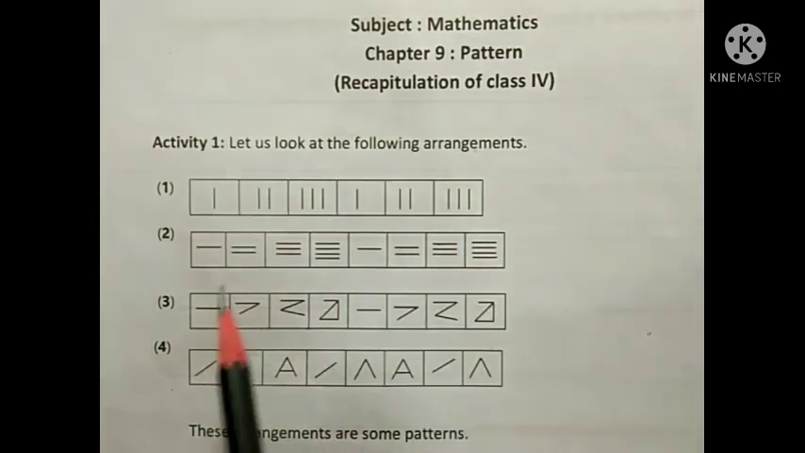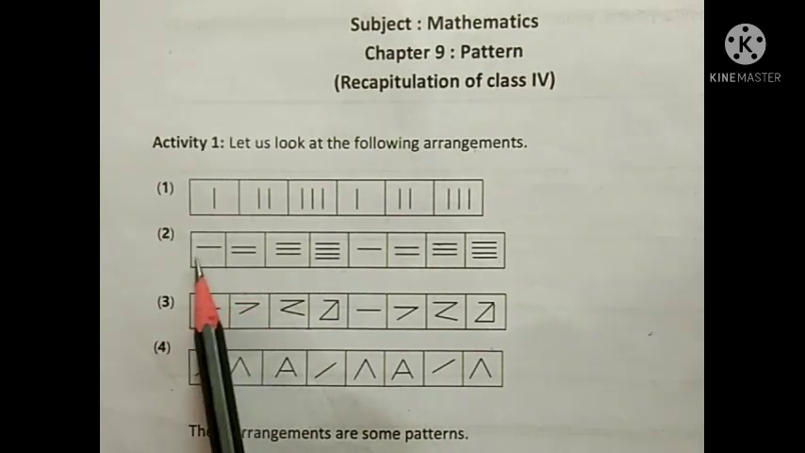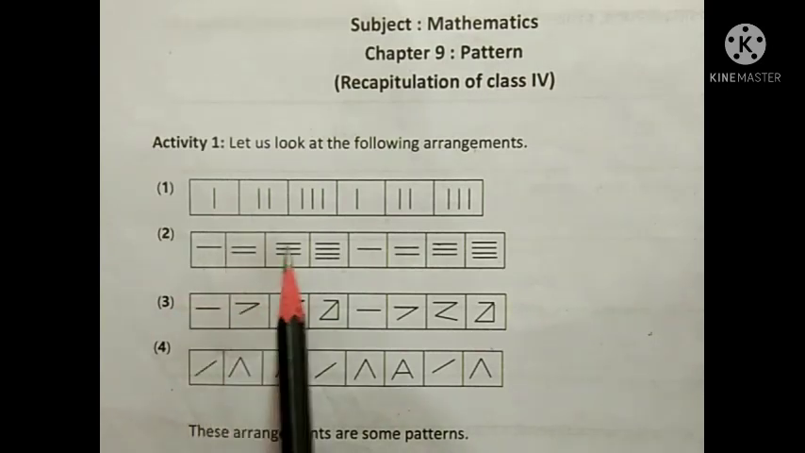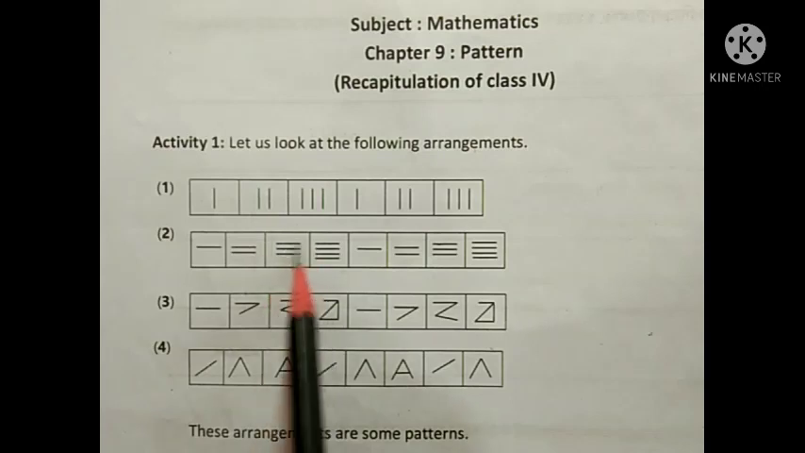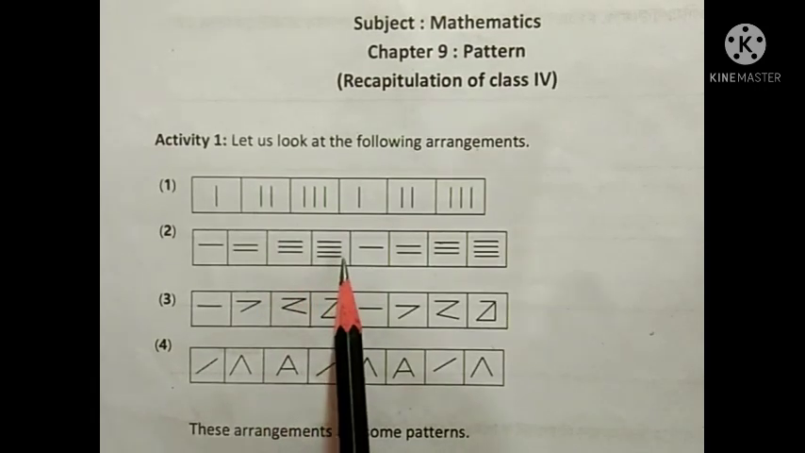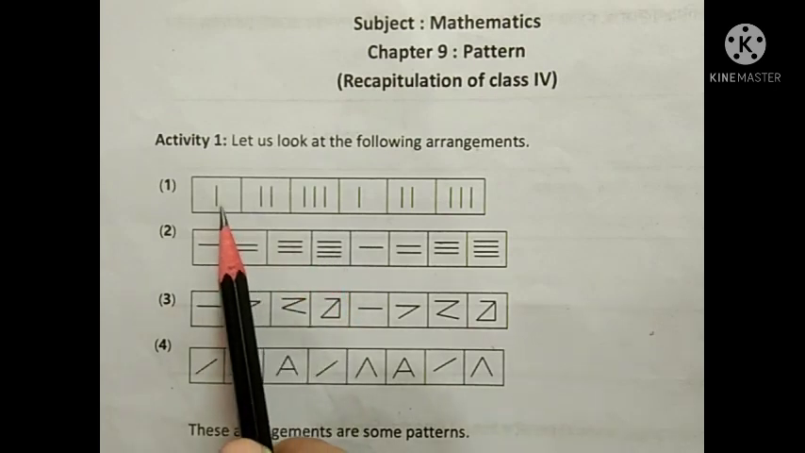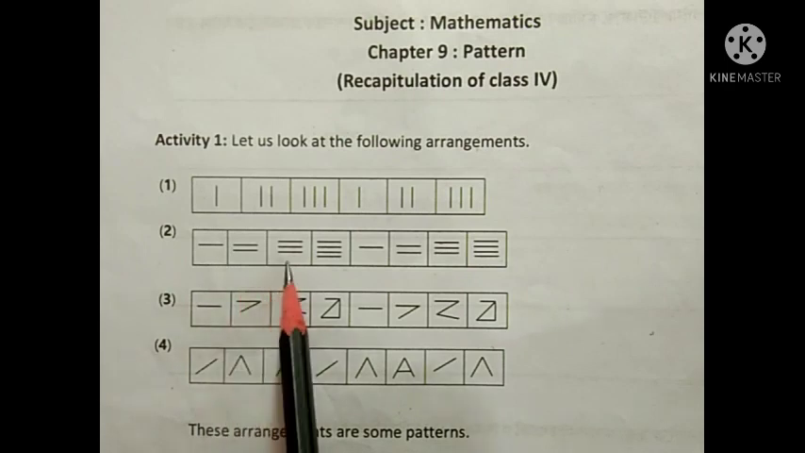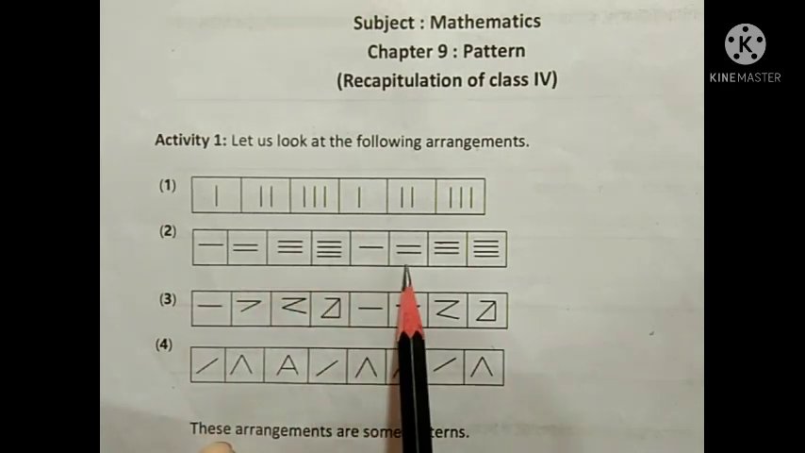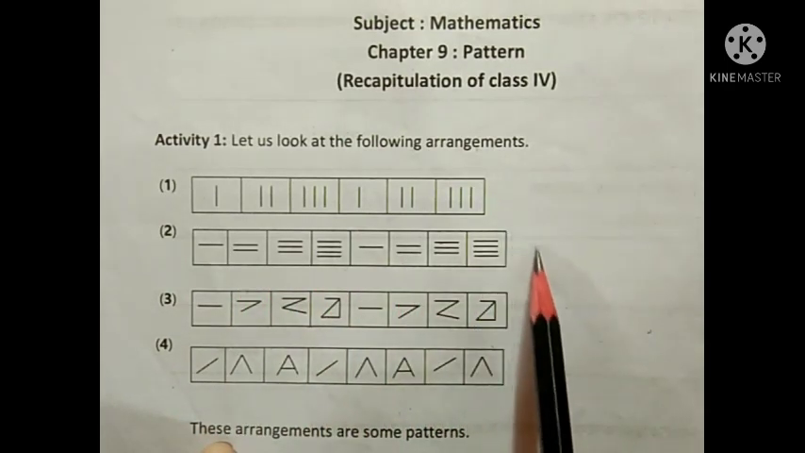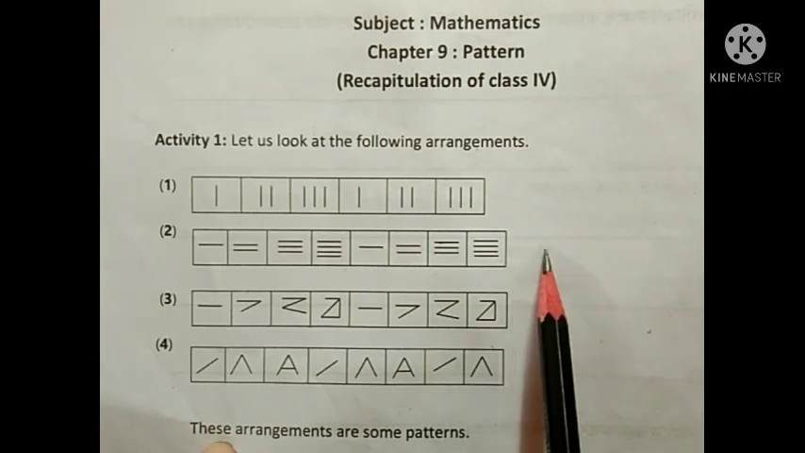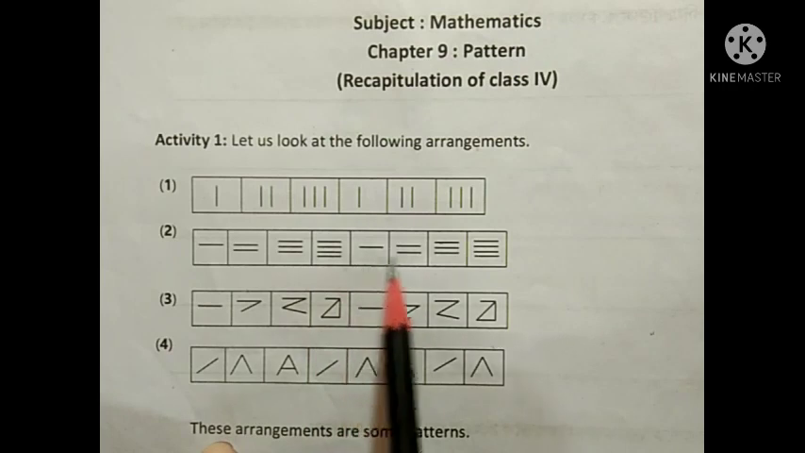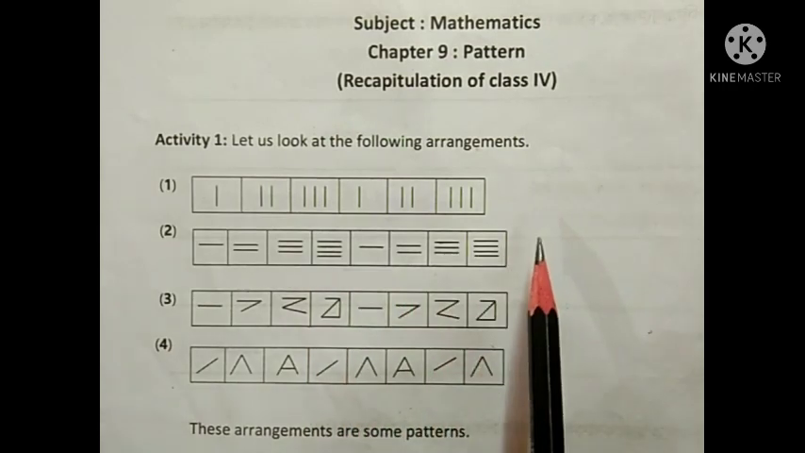Okay. And next, this one is horizontal. One horizontal line, again two lines, 1, 2, 3 lines, again 1, 2, 3, 4 lines, another pattern. See here, one first, then two, then three. Here horizontally 1, 2, 3, 4. Again 1, 2, 3, 4. If there is any more box here, then you can give only one horizontal line. Okay, 1, 2, 3, 4, 1, 2, 3, 4, like this.